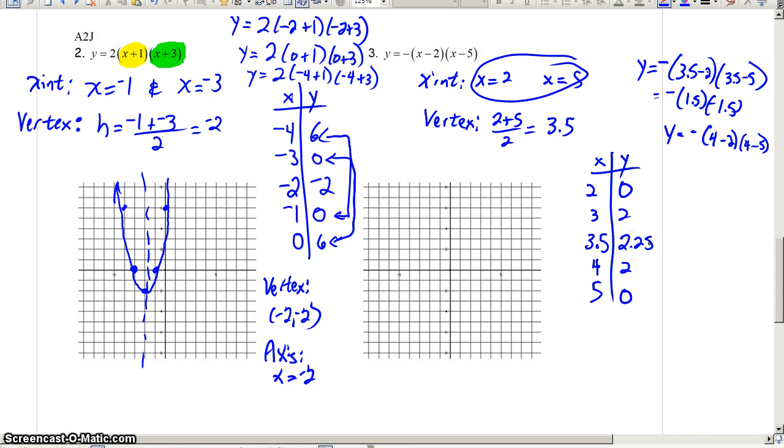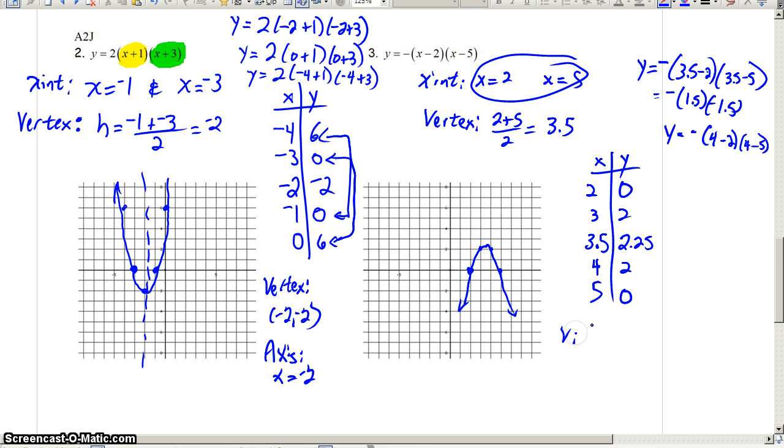With only about a minute left to go on our video, 2 comma 0 is over here, 3 comma 2 is up here, 3.5 and then 2.25. You just have to kind of estimate that. You're not going to get it perfect. 4 comma 2, well, go 4 steps to the right, go 2 up, and then 5 comma 0 would be right over here. Should you like to get more points, you certainly could.